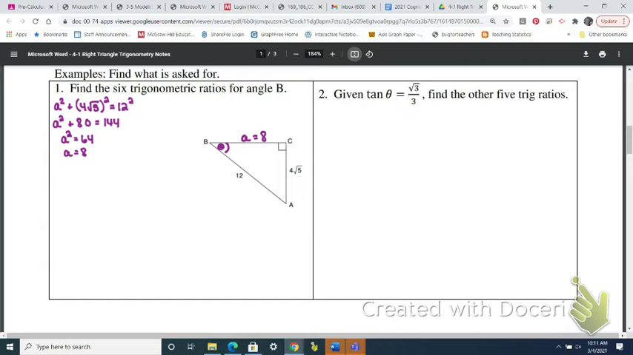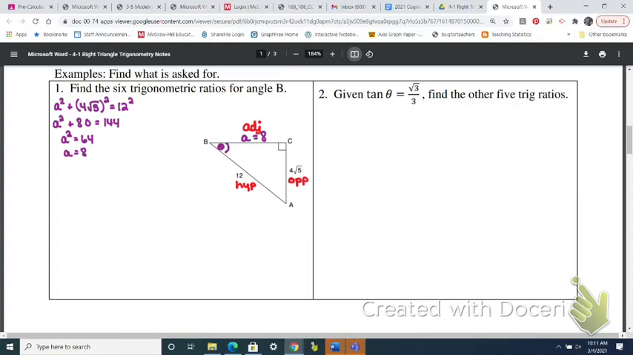So next thing I'm going to do is, with respect to that angle, identify my sides. So my hypotenuse is the longest side, that is 12, so I'm going to put hypotenuse there. 4 square roots of 5 is the side that doesn't touch angle B, therefore that is the opposite. And 8 is the side that does touch it, so that is the adjacent.